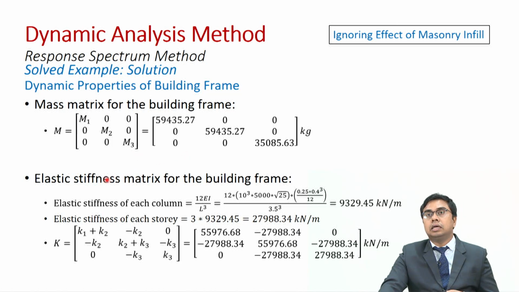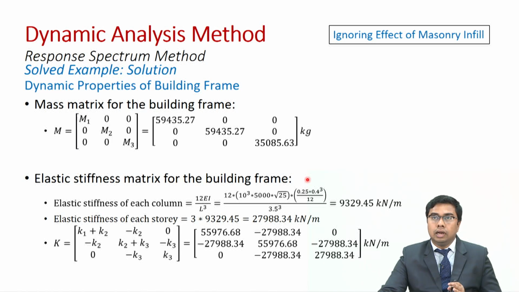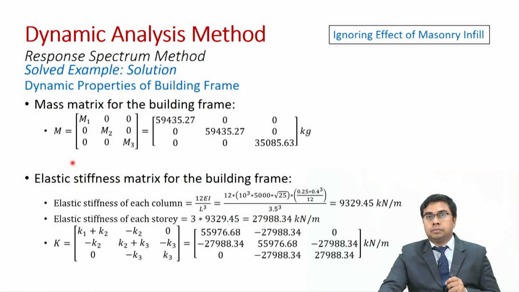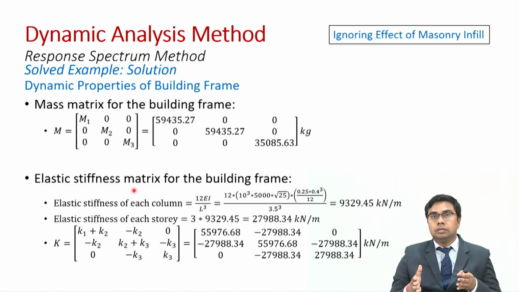Now, how do you calculate the elastic stiffness matrix for the building frame? Here we have two things about the infill wall. The mass of the infill wall will always be considered in any kind of analysis. That is how we have obtained this mass matrix. As you remember, we have also calculated the dead load or self weight of the masonry infill wall. But when it comes to setting up a stiffness matrix, it is our choice whether we will ignore the effect of masonry infill or consider it. In this class, we will look into both the approaches.